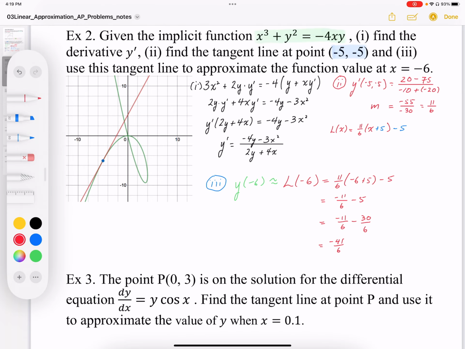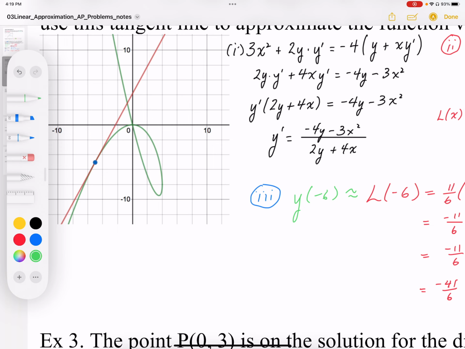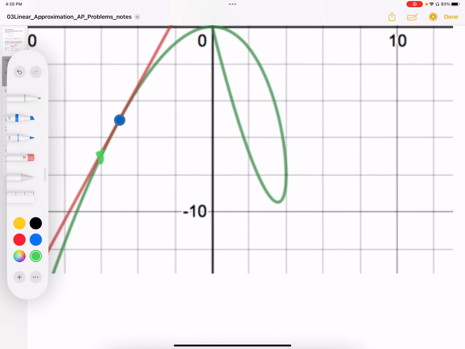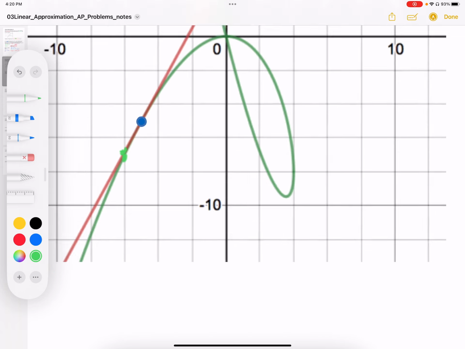So that's the y-coordinate at negative 6. At negative 6, we're looking at some point right about here on the green line, and you can see that the red line is pretty close. Our approximation on the red line is negative 41 over 6. That's about negative 6.8, 6.9. So that looks about the right spot, somewhere around here. And that's our approximation. The red line approximates the green line, and it looks about the right spot based on our diagram.